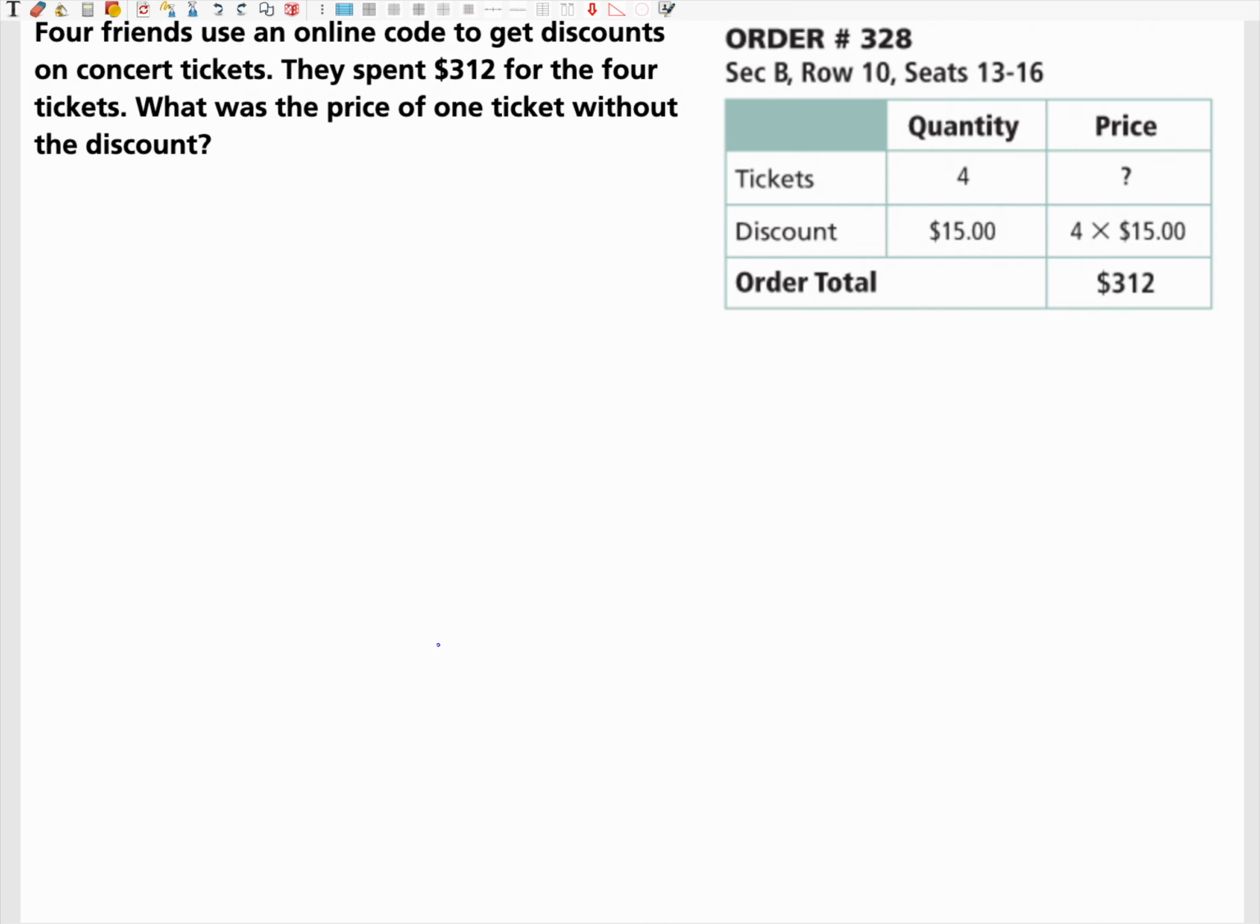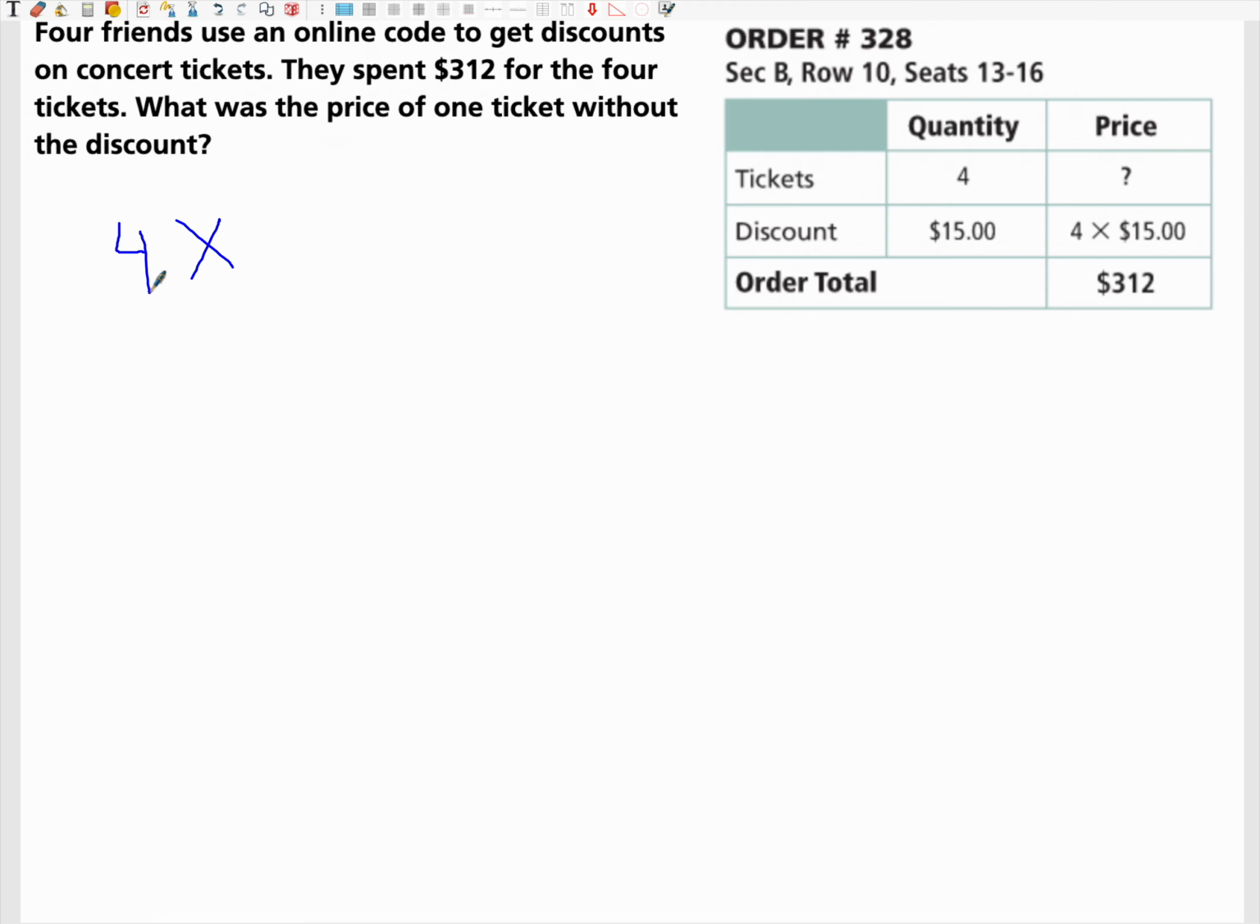Four friends use an online code to get discounts on concert tickets. They spent $312 for the 4 tickets. What was the price of 1 ticket without the discount? Well, how much is the ticket price? It's kind of what they're asking, isn't it? So what do we put there if we don't know? x. Okay, how many tickets did they buy?